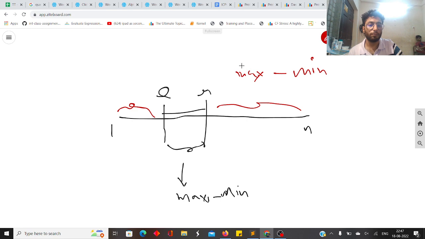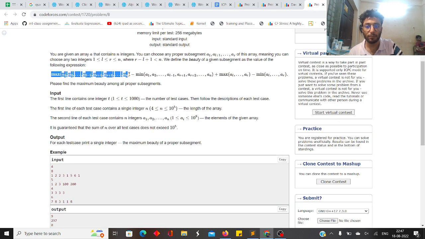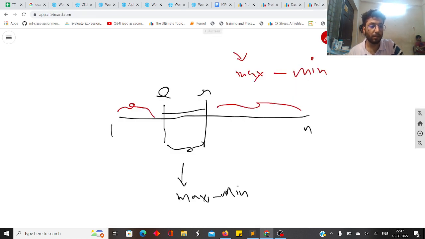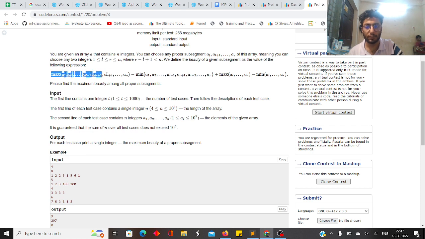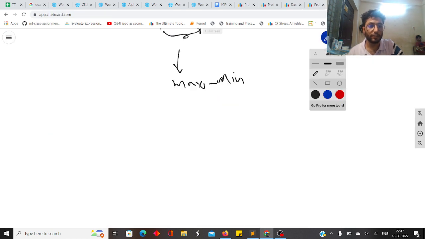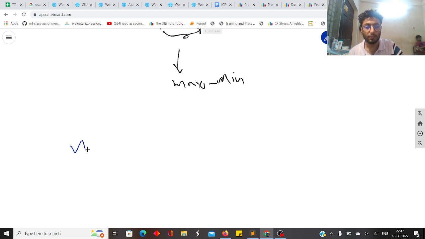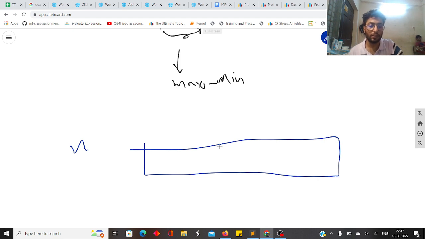So let us try to maximize the positive terms and minimize the negative terms. To maximize the positive terms, what we can see is that the maximum possible value that we can achieve for the maximum part is the maximum of the array itself. So let us say my array looks like this, and this is the maximum value of the array.